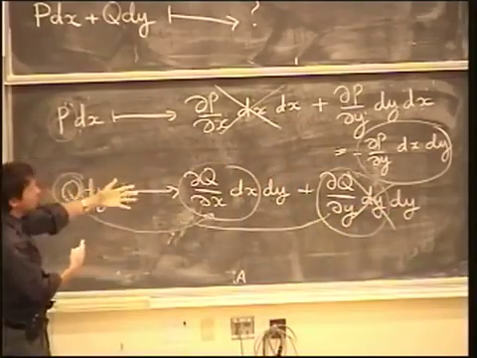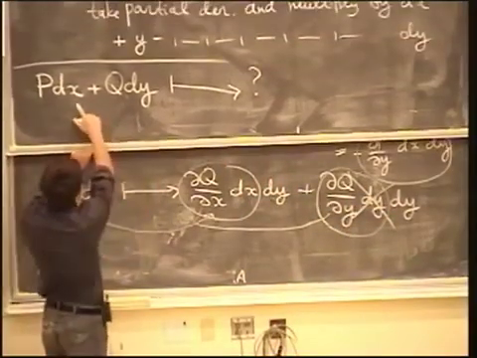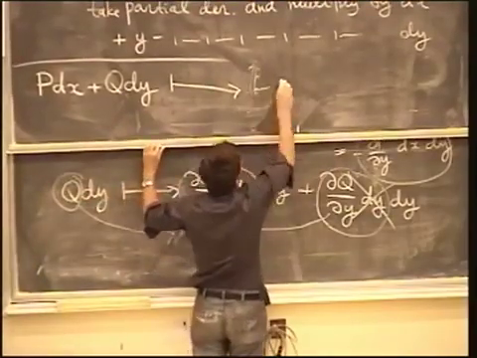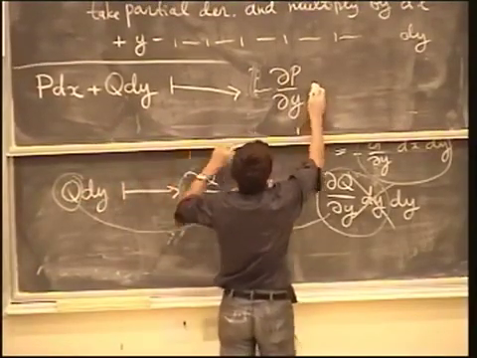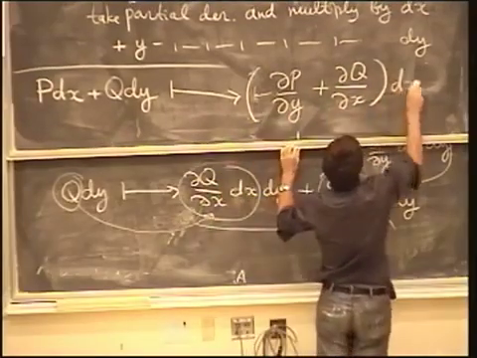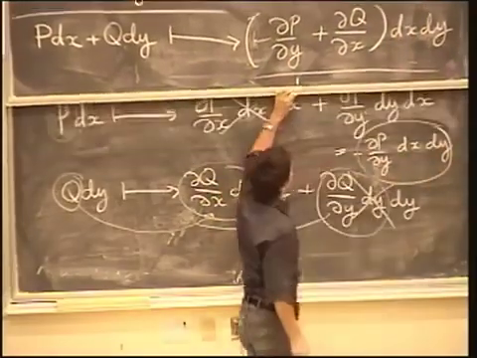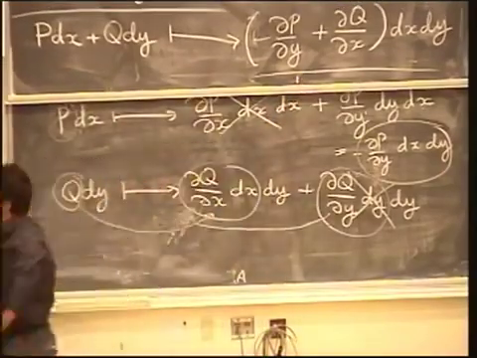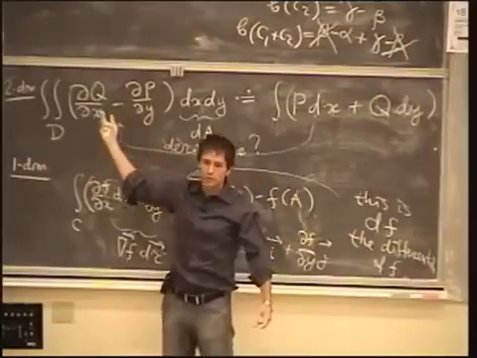So let me collect all the terms that I got. If I start with p dx plus q dy, I end up with minus dp dy plus dq dx, times dx dy. You see? And that's exactly the formula that I get on the left. Well, I write it as dq dx minus dp dy, but I just switched the order. Yes?